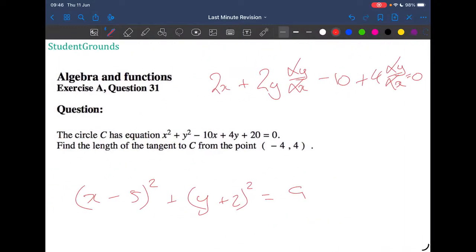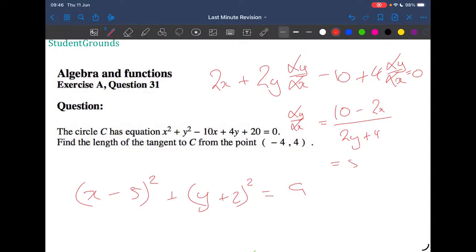If we rearrange for dy/dx, so if we move the 10 and the 2x across, we'll have 10 minus 2x. Factorising this stuff, we'll have 2y and a 4, so that all multiplies dy/dx. Divide everything by 2, yeah. So 5 minus x over y plus 2. That is our dy/dx.